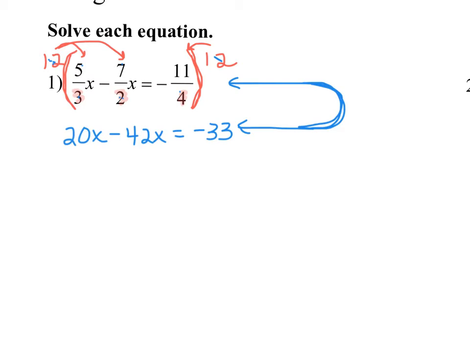Now, I want you to note, we can only do that because this is an equation. There's an equal sign in here. With any old expression, if there's no equal sign, we can't do that. You can only do this when we're multiplying on both sides of the equation by the same thing.